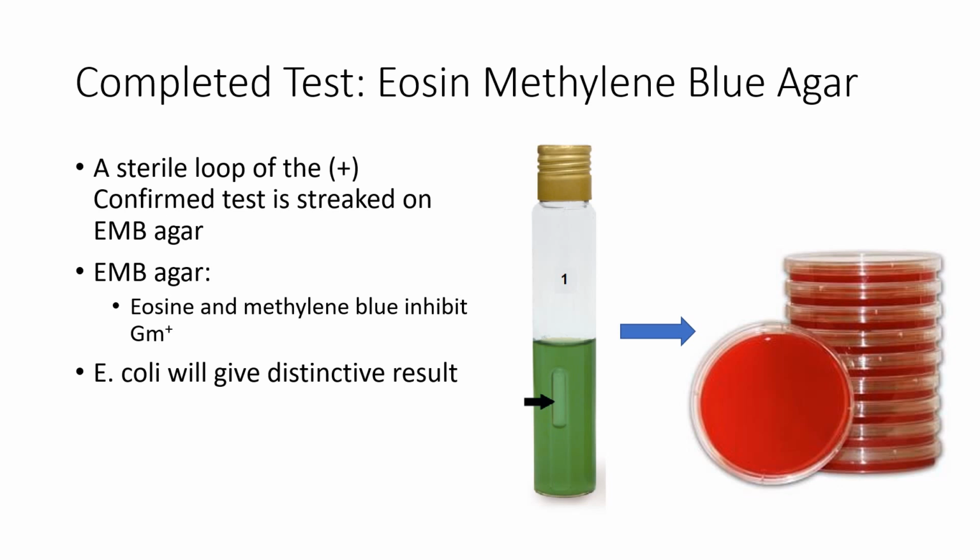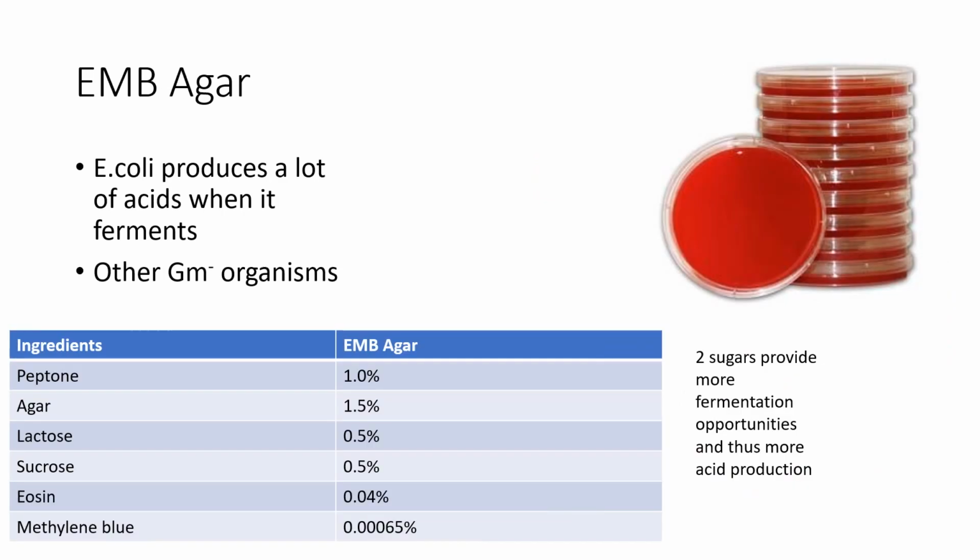And if there's E. coli in here, I will get a really distinctive result. This is one of my favorite labs. Eosine methylene blue is taking advantage of the fact that E. coli produces a ton of acids when it ferments compared to other gram-negatives.